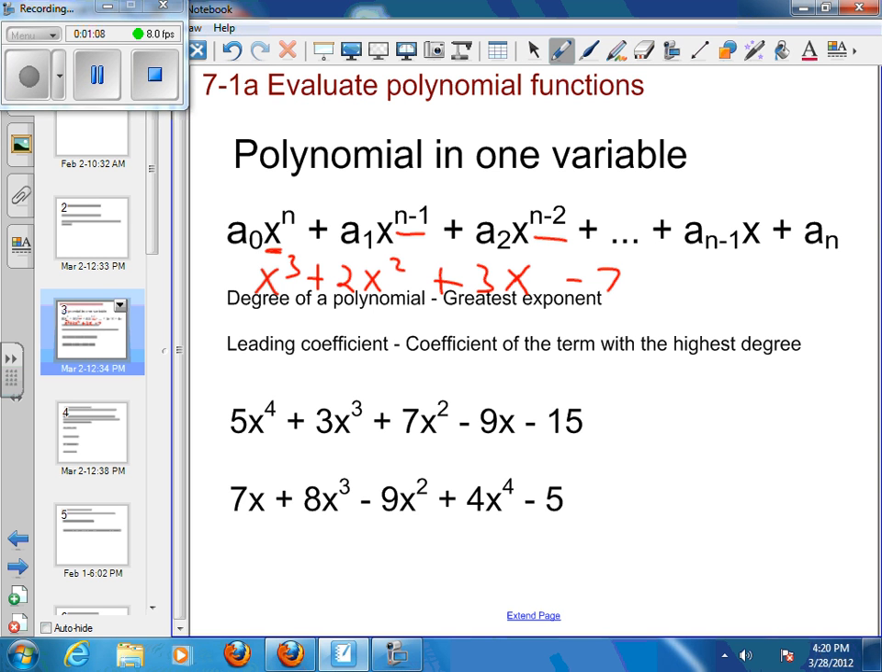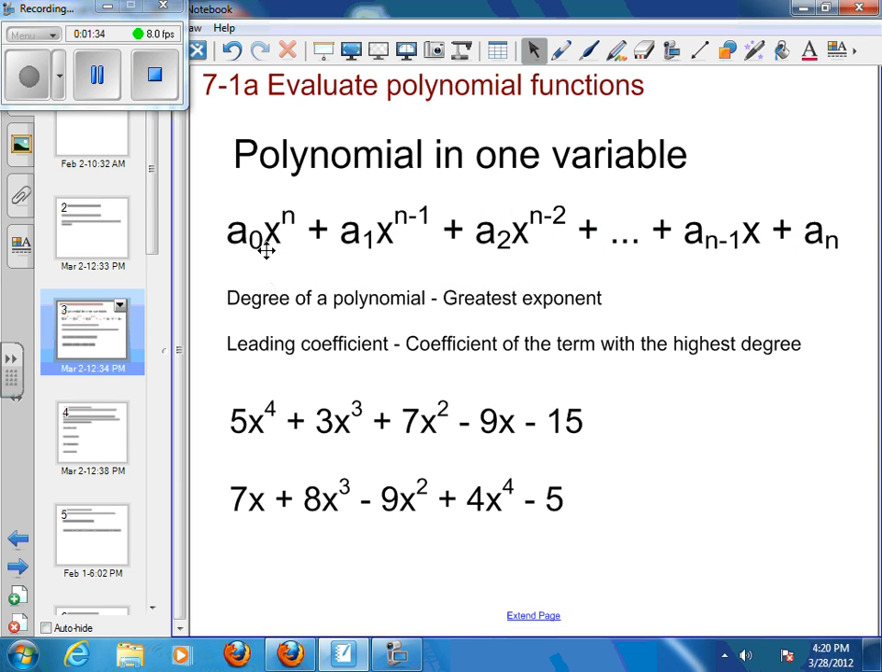So here we have a polynomial that I've filled in here of degree 3, where my a sub 0 would be equal to 1, my a sub 1 would be equal to 2, my a sub 2 is equal to 3, and then my a sub 3, which is actually my a sub n in this case, is a negative 7. Again, this will make more sense as we go along and talk about this some more.